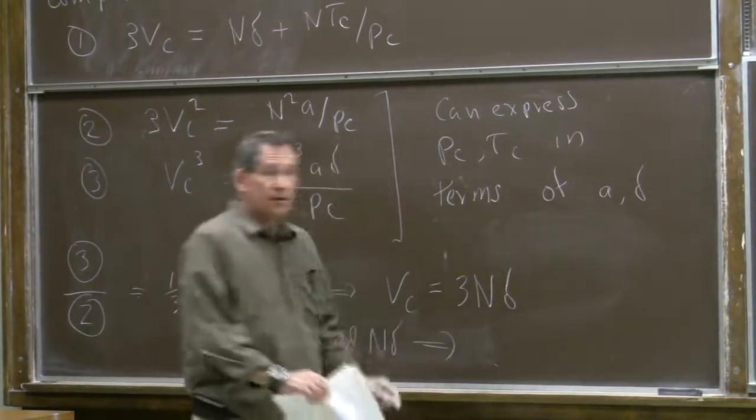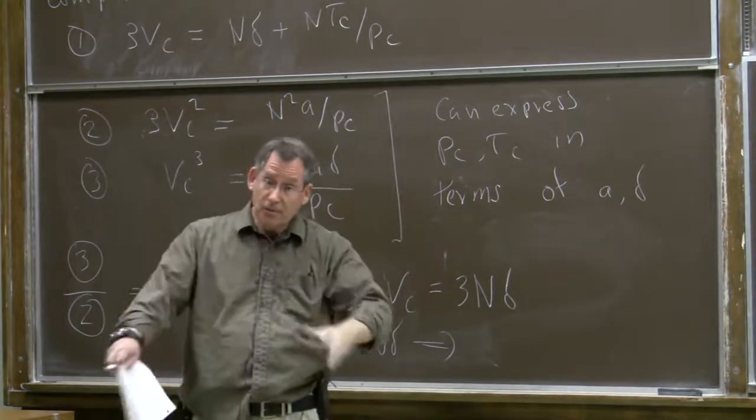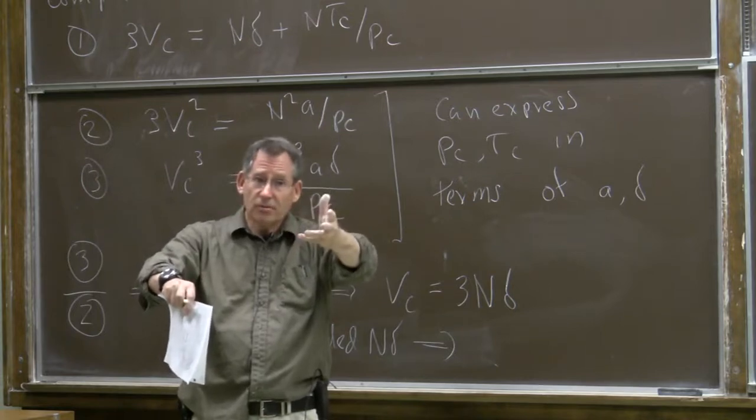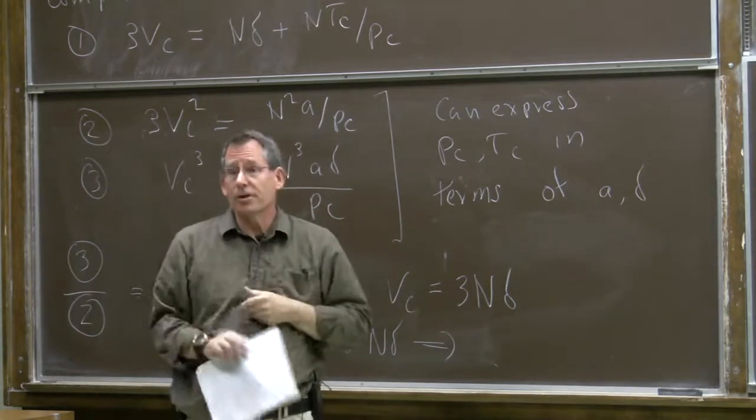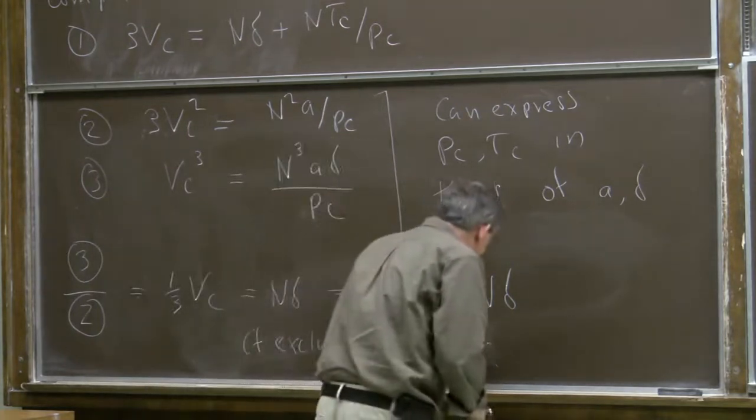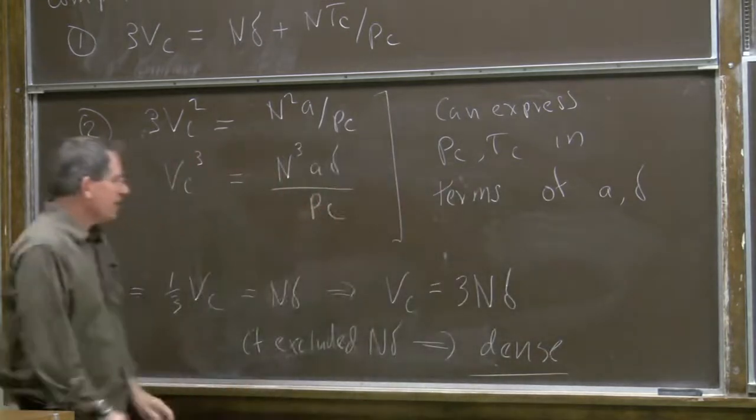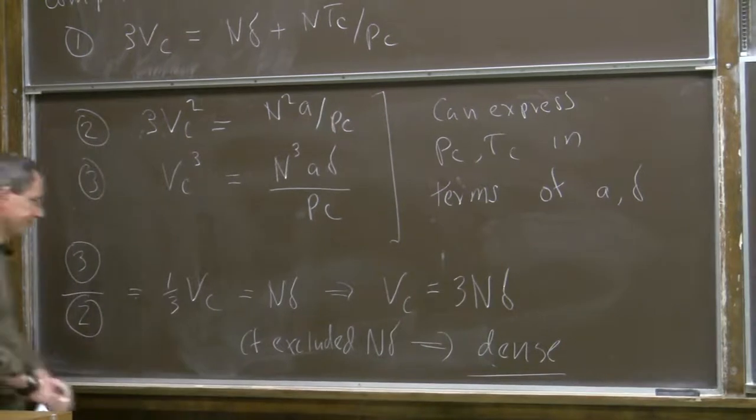So that means that at the critical volume, the gas is quite dense. The separation between particles is comparable to the size of the particles. The volume is not much more than the excluded volume.